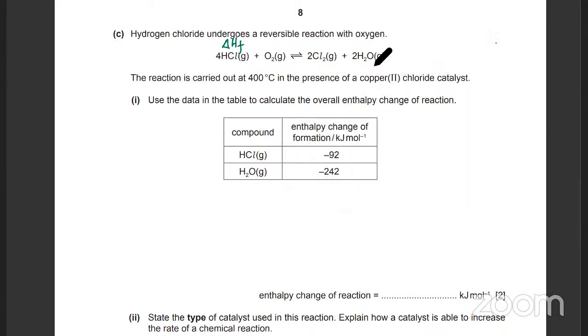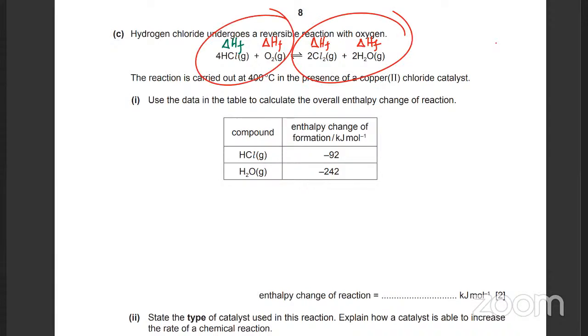So what else is given? The enthalpy change of formation of H2O is also given. Okay, what's the enthalpy change of formation of O2 and enthalpy change of formation of Cl2? What value does that have? 0. That's going to be 0. The elements are 0. So basically, we know the enthalpies of formation of our products, and you also know the enthalpy of formation of a reactant.